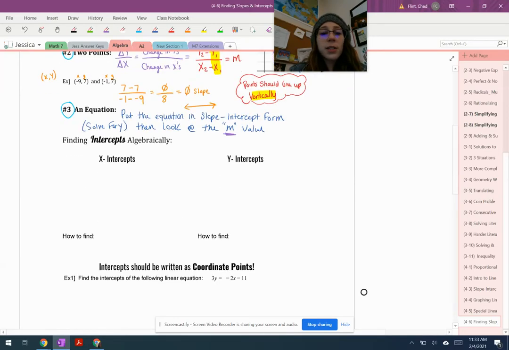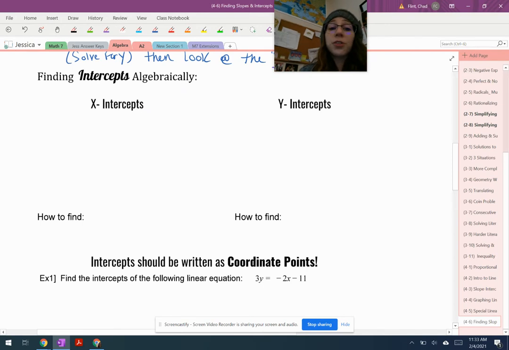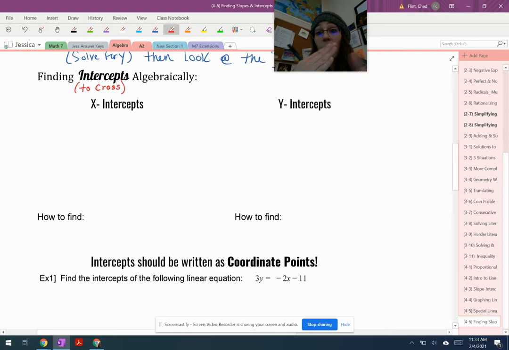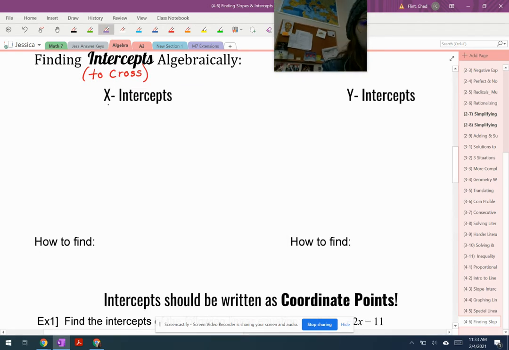Right, next up in this lesson, we talked about finding slopes. So now we're going to talk about finding your intercepts algebraically. Remind yourself that intercept just means to cross, that crossing or intersecting, coming in between. So when we deal with our x-intercepts, let's start there first.